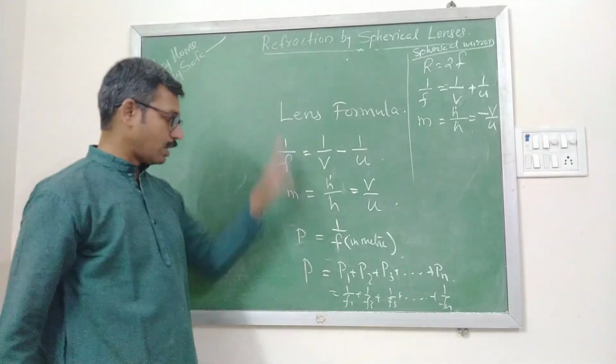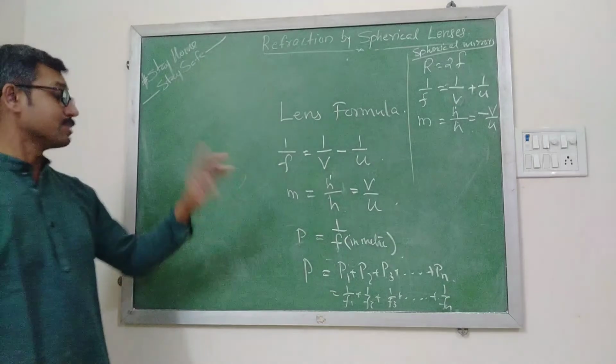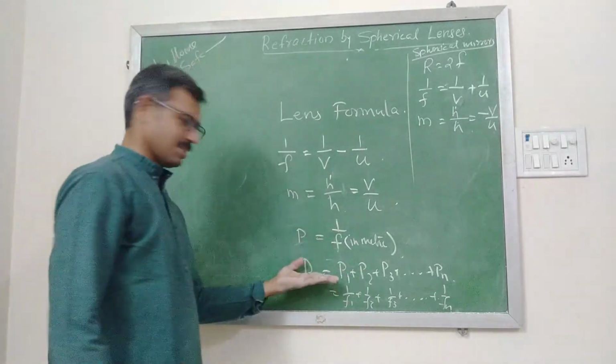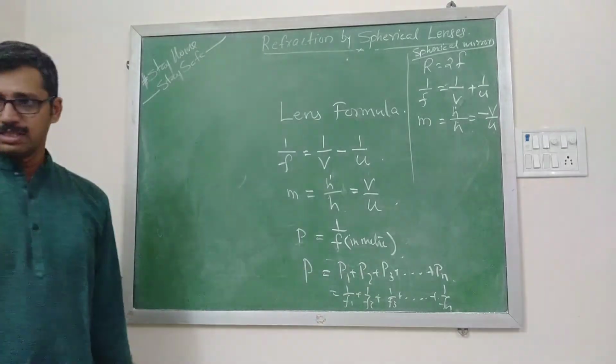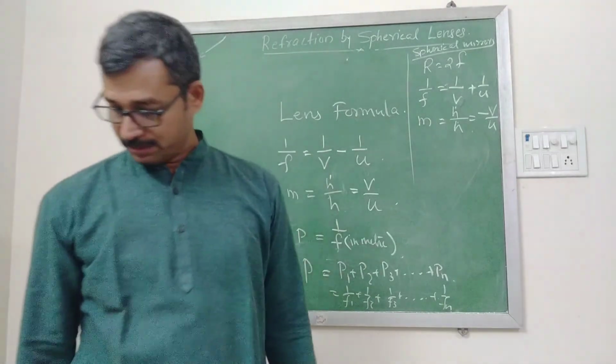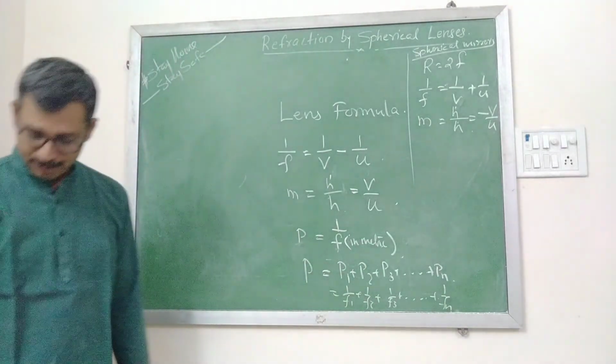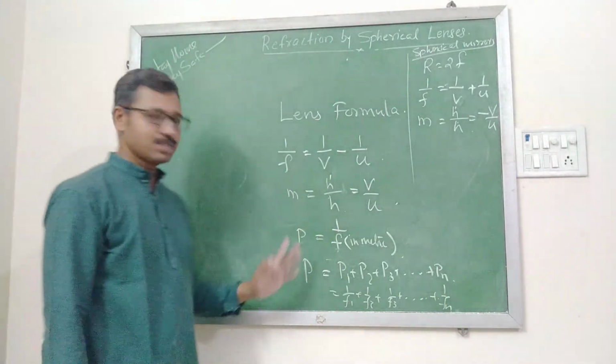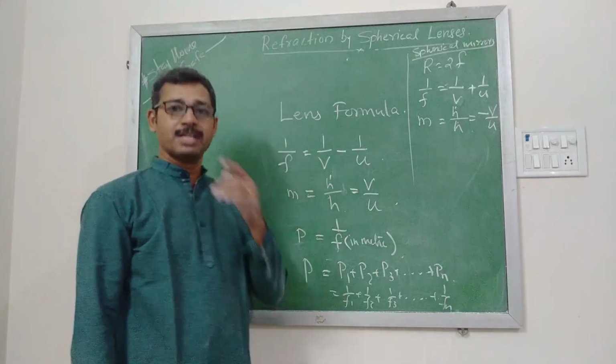So did all of you get it? What is P? P is the reciprocal of the focal length. I hope all of you understand it. If you have any doubt, you can post it in the comment box.